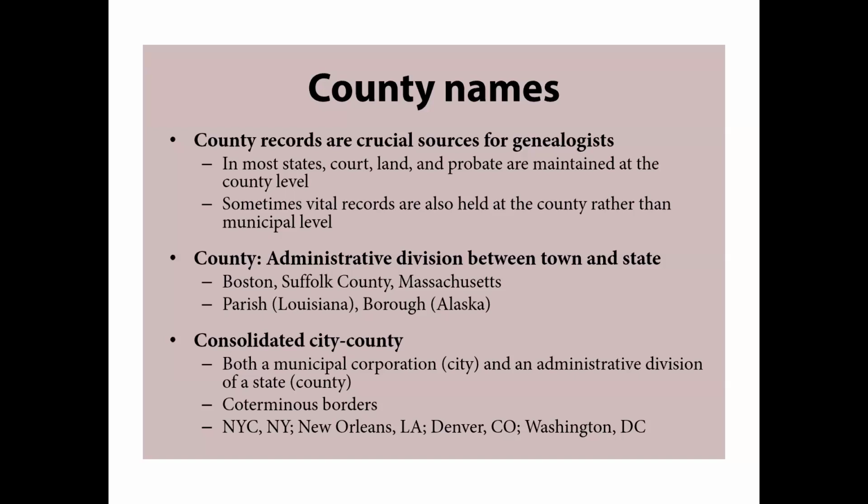So again, looking at the FamilySearch wiki or understanding the history and record keeping of the community, the county, and the state will better allow you to know where you're looking and also understand why they're arranged in such a way. County administrative divisions between towns and state. Boston, Suffolk County, Massachusetts. In Louisiana, for instance, it's a parish. In Alaska, it's a borough. Consolidated city populations are both a municipal corporation, a city, and an administrative division of a state or a county. There are coterminous borders, places that have the same region but may have a different government, like New York City, New York; New Orleans, Louisiana; Denver, Colorado; or Washington, D.C.